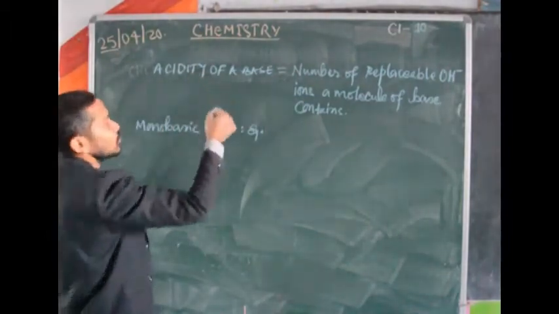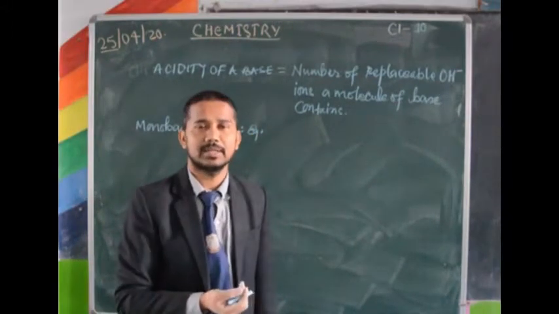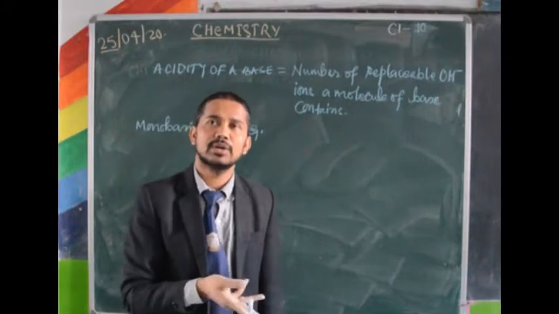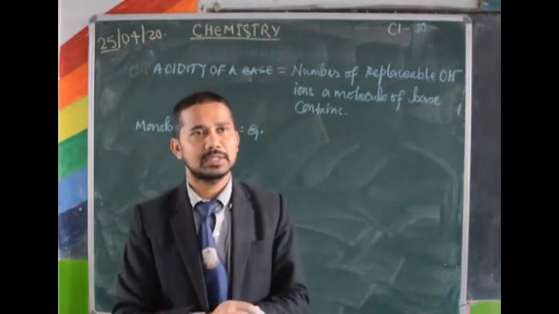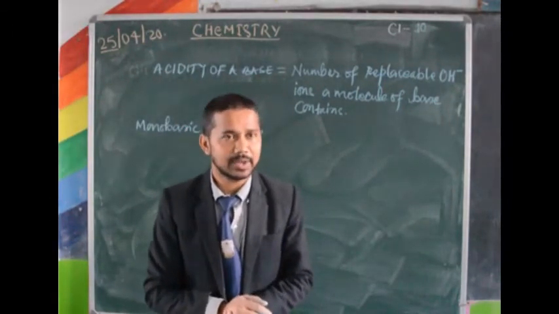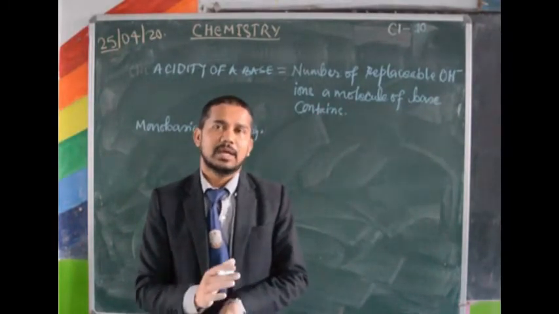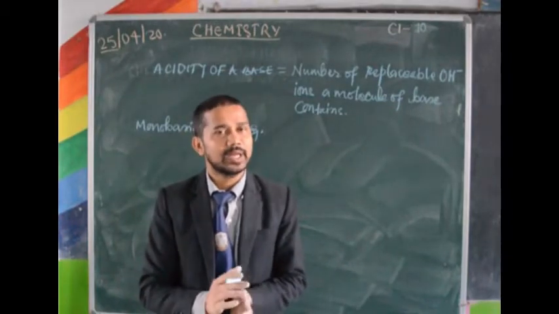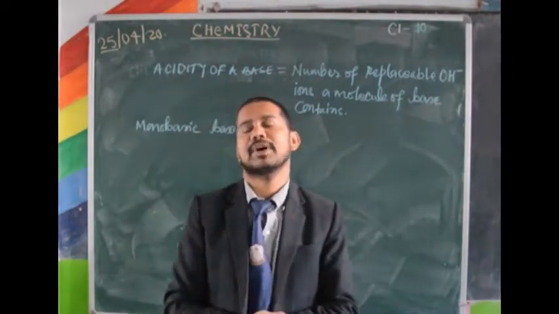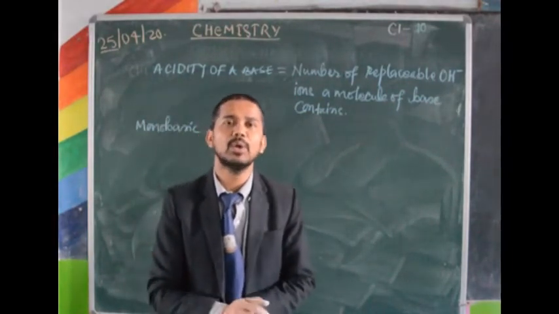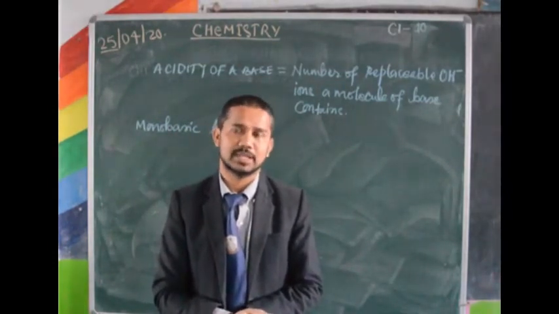So I was doing the classification of bases on the basis of the strength of alkali. Bases are of two types: strong alkali and weak alkali. Strong alkalis, when dissolved in water, give a high concentration of hydroxyl ions, for example sodium hydroxide and potassium hydroxide. Weak alkalis, when dissolved in water, give very few hydroxyl ions. The concentration is very low. For example, calcium hydroxide and ammonium hydroxide.